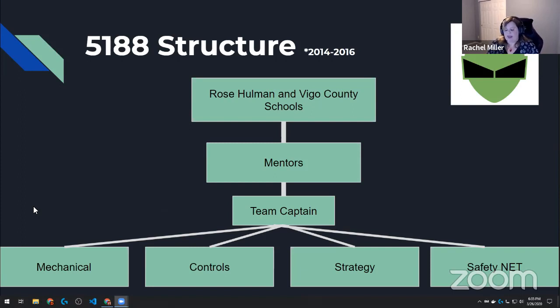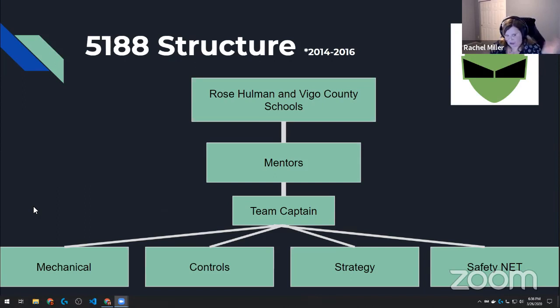And then from there, we had one executive team captain who, because it was a girl when I was back on the team, was leading the meetings and would announce those things. She would be that floating person to make sure that all the different sides of the team were functioning. And then it would divide out into those four categories below: mechanical, controls, strategy, and safety net.